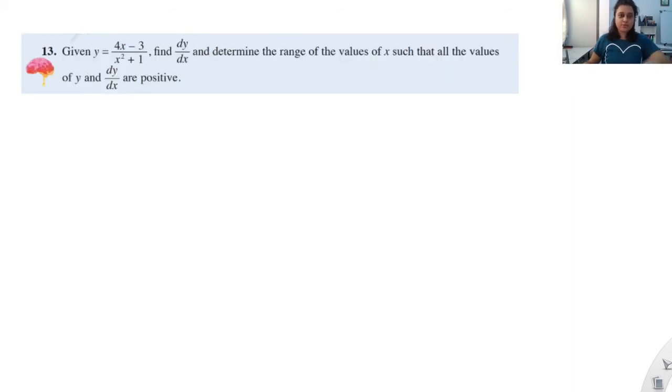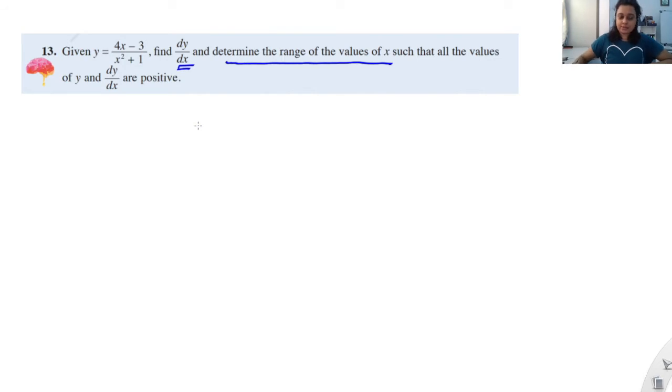Okay, let's move on to question 13. This one is a hot question. Let's look first at the question. Let's understand. Given y is 4x minus 3 over x squared plus 1, find dy dx. Please find the first derivative. After that, determine the range of the values of x such that all the values of y and dy dx are positive. Now let's find dy dx first.